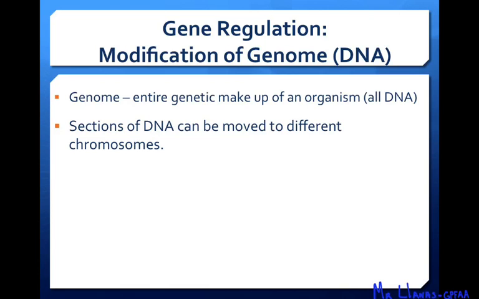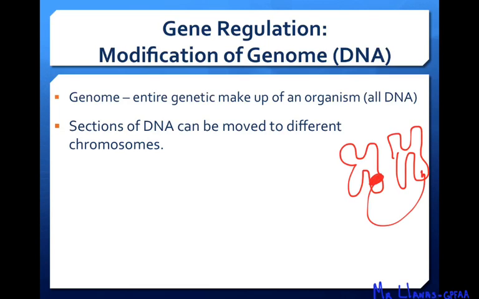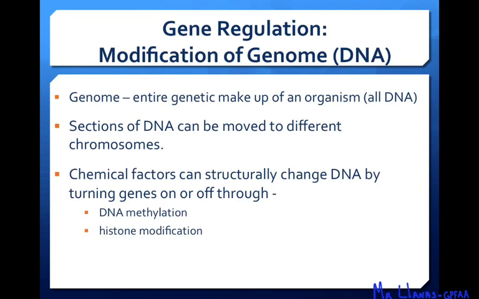Right? We talked about this, and we said this was a type of translocation mutation. If you have DNA and a chromosome, and those chromosomes exchange information, so this section goes over here to this one, and this section comes to this one, then that's a way we can modify our DNA and make different proteins. Also, we can tag our DNA to turn it on and off, and we can do that through DNA methylation, which is when we add little tags to our DNA to turn certain genes on and off.